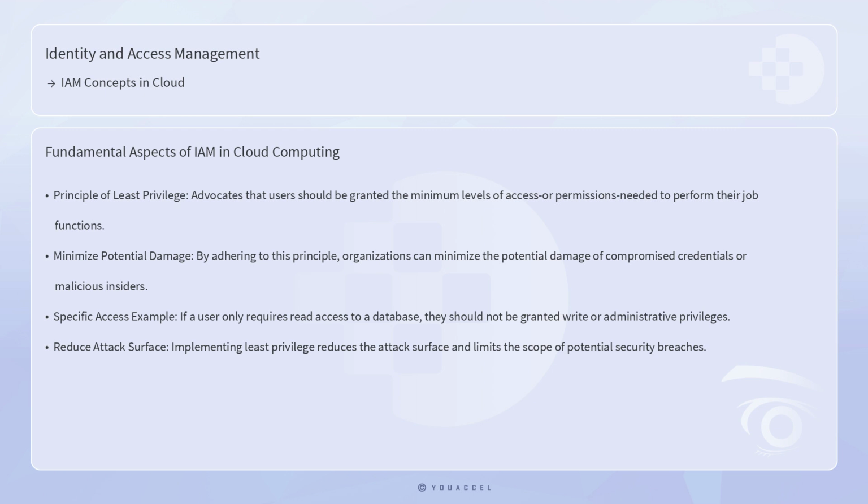One of the fundamental aspects of IAM in cloud computing is the principle of least privilege. This principle advocates that users should be granted the minimum levels of access or permissions needed to perform their job functions. By adhering to this principle, organizations can minimize the potential damage of compromised credentials or malicious insiders. For example, if a user only requires read access to a database, they should not be granted write or administrative privileges. Implementing least privilege reduces the attack surface and limits the scope of potential security breaches.